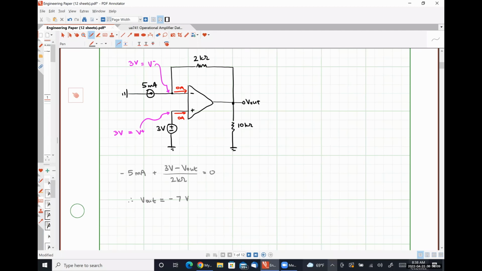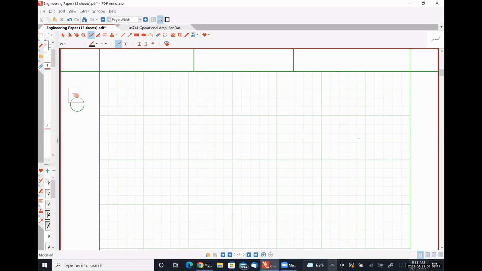Let's work a couple of more problems. So in this problem, I'm going to put a voltage source in the feedback loop, okay? As I mentioned earlier, whenever we have a voltage source in the feedback loop, instead of applying Kirchhoff's current law to solve for V out, we're going to wind up applying Kirchhoff's voltage law.